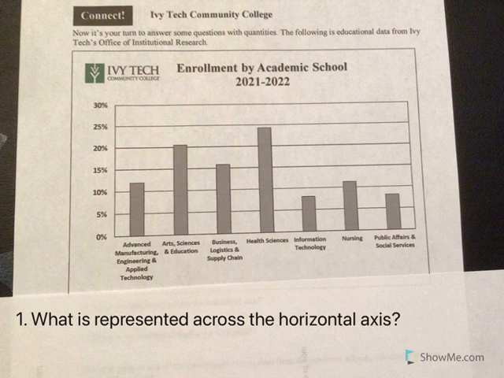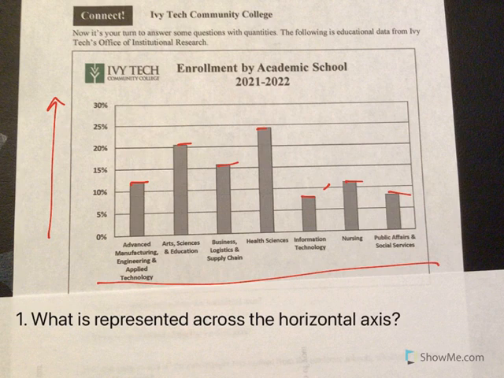Now, you'll notice we have percentages on the vertical axis. We are dealing with bar graphs. And we've got the academic school across the bottom. So now we're going to answer questions about this particular graph.